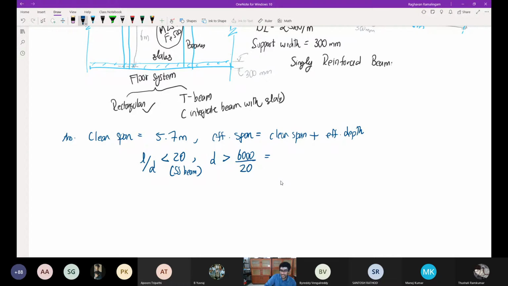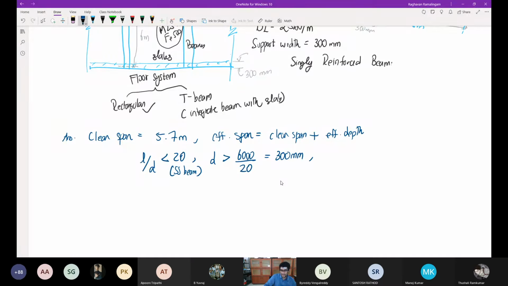This L by D is actually a limiting criterion. It should not exceed that. I put a greater sign by mistake; it should be lesser than. So D should be greater than 300 mm, right? So D should be greater than 300 mm.